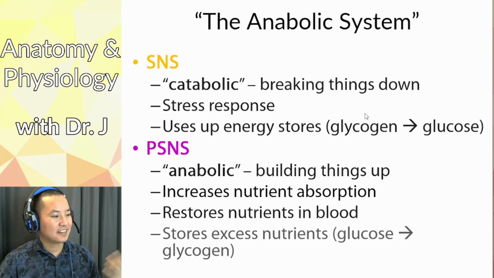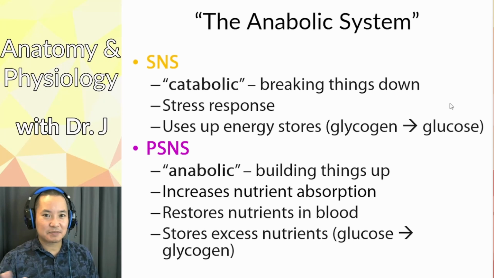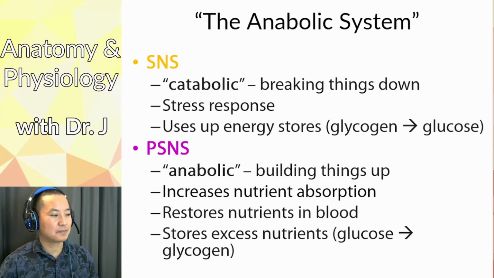So these are nicknames for it. Again, not widely accepted by all textbooks and authorities on this, but I find it personally useful to think of it that the parasympathetic system is anabolic, and the sympathetic nervous system is catabolic.